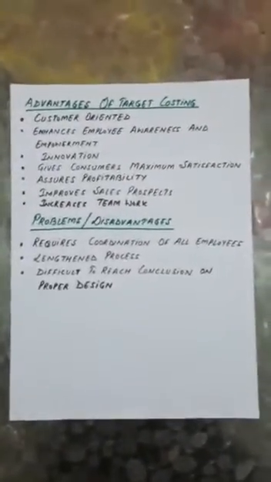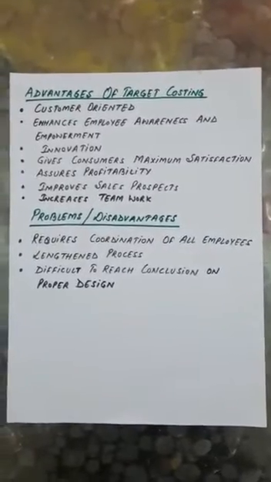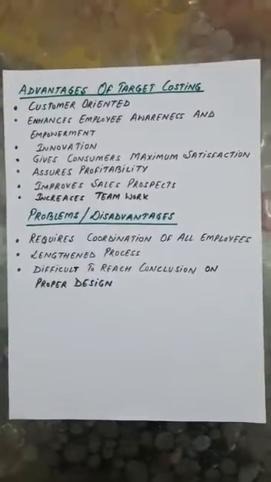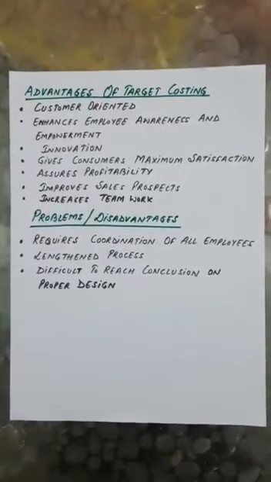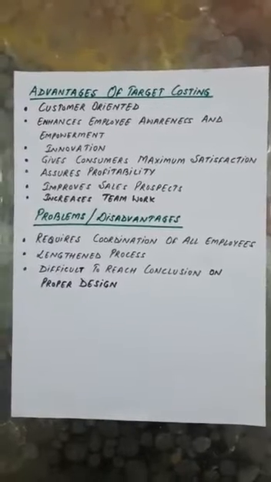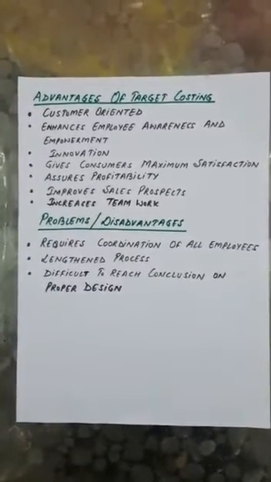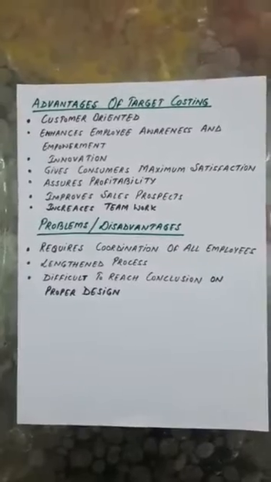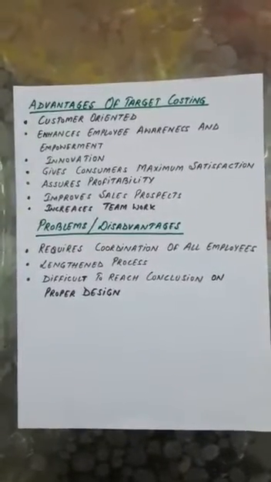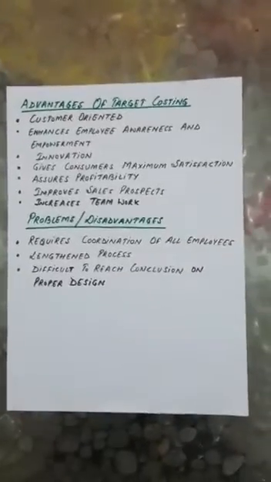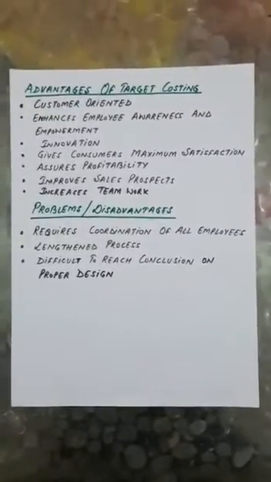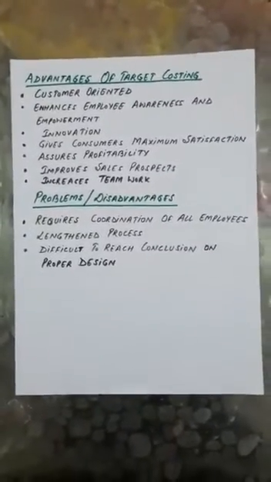Next problem is that it is difficult to reach a conclusion on proper design. A design team having representatives from a number of departments can sometimes make it difficult to reach a consensus on proper design, as target costing, as we have already discussed, is teamwork, and the design team must have representatives of the various departments, and all the personnel have their various views. So it sometimes becomes a problem to get all the personnel to a consensus and to finalize a proper design according to the requirements of the customer.